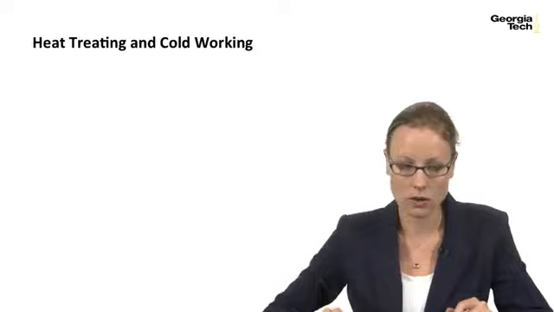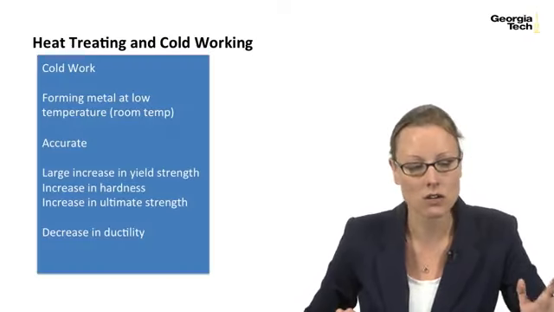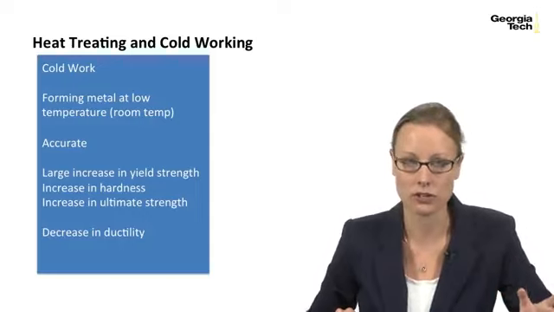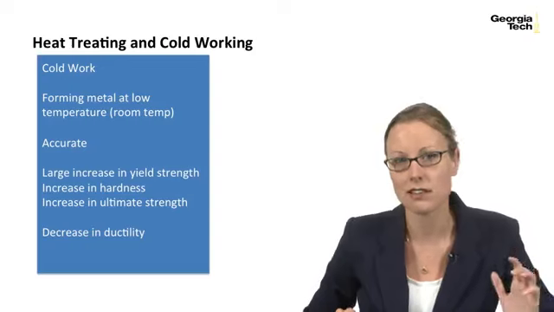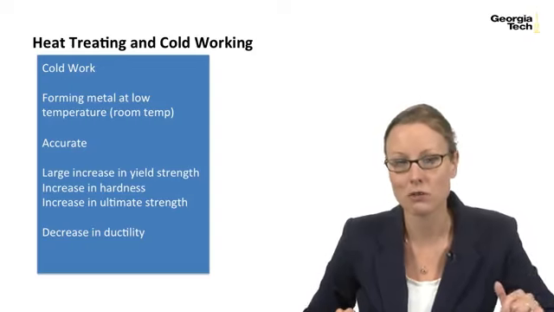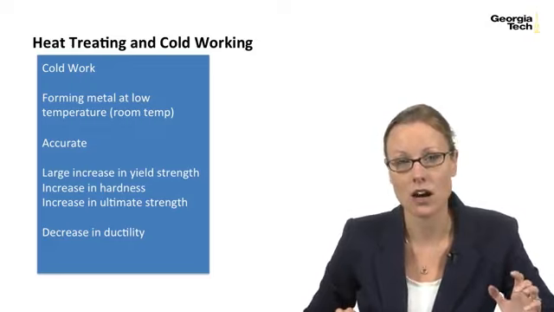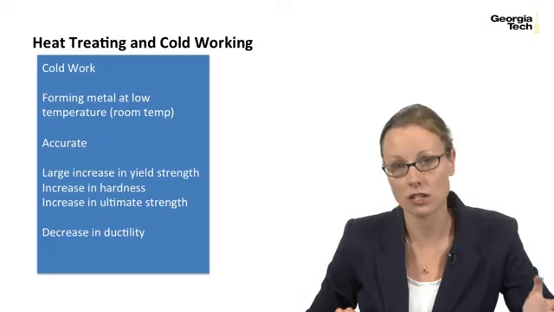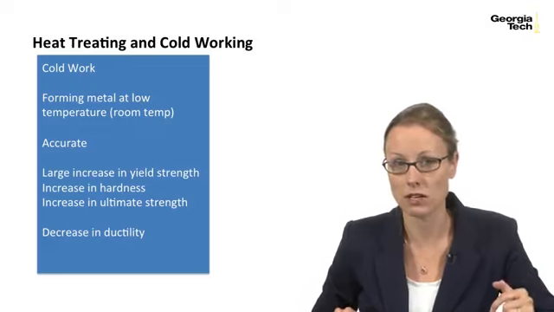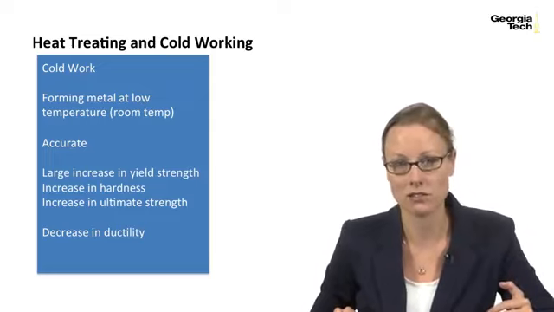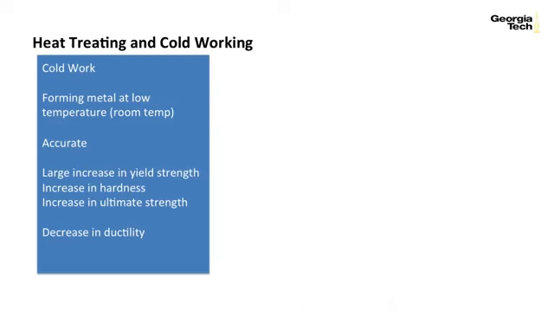All right, so heat treating and cold working. These are two types of processes that metals experience. Cold working means that you're forming the metal at a low temperature. And when they say low temperature, they typically mean room temperature. The nice thing about cold working is that it's very accurate. It can get you a fairly large increase in both yield and ultimate strengths, as well as hardness. The downside is that it dramatically decreases your ductility.